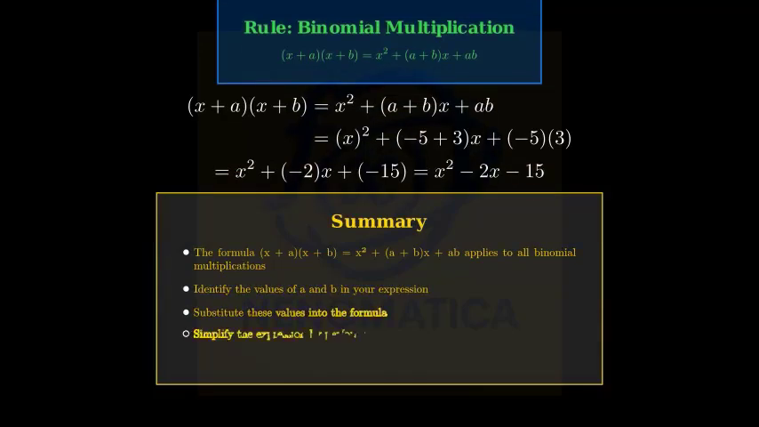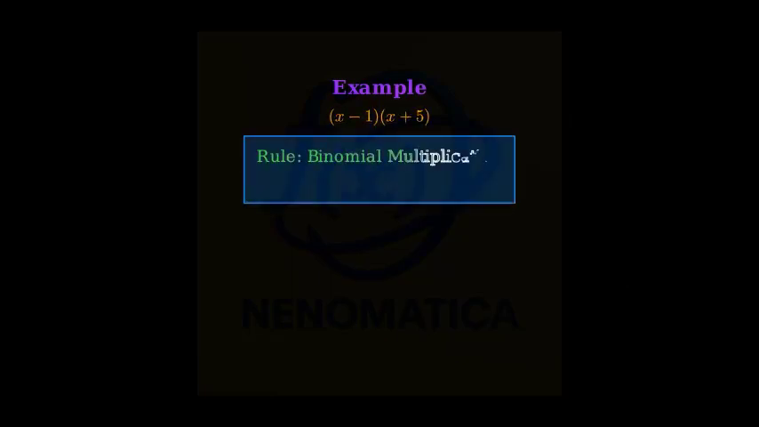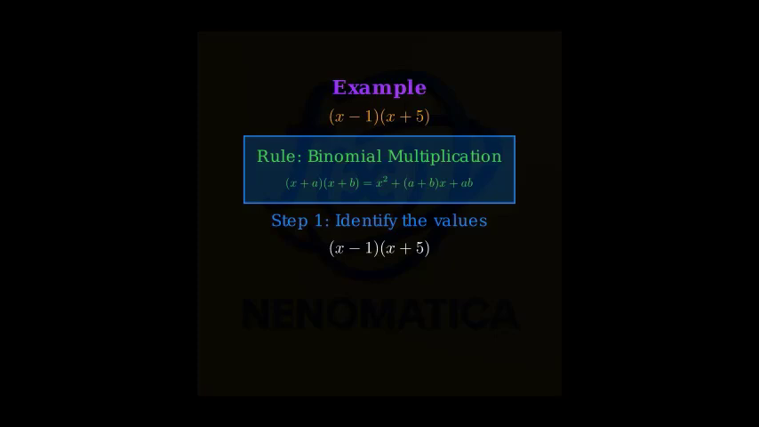Let's summarize what we've learned today about multiplying binomials. We want to expand the expression (x - 1)(x + 5), using the formula for multiplying binomials. To use this formula, we need to identify the values in our expression. In our example, (x - 1)(x + 5), we have a equals negative 1 and b equals positive 5.